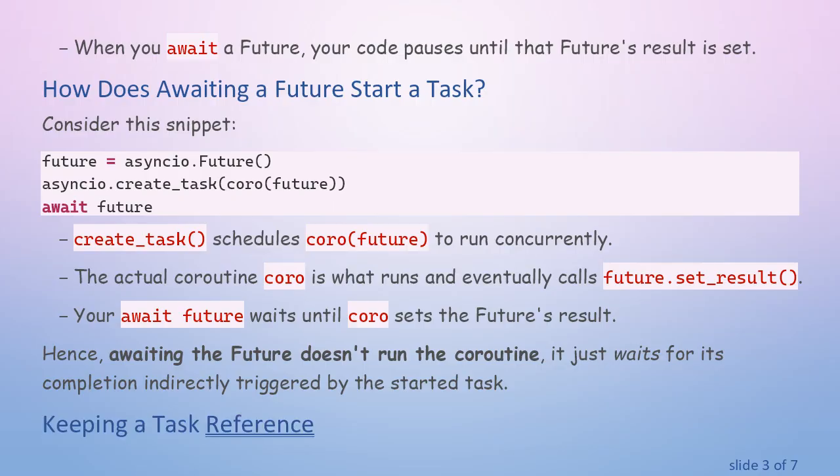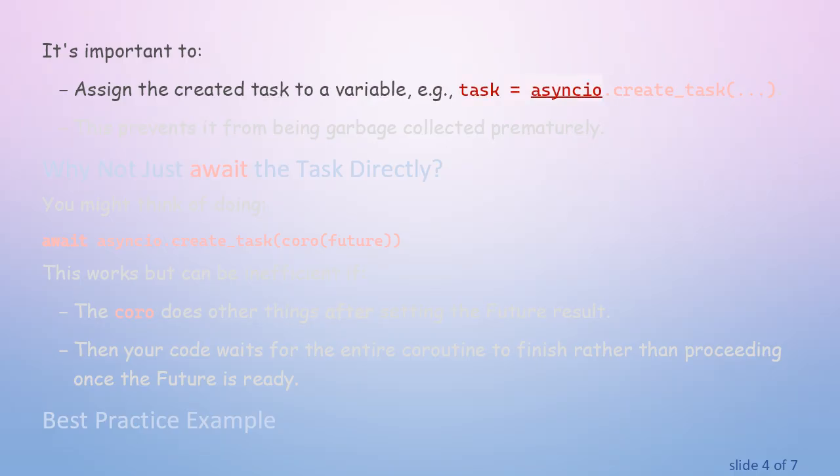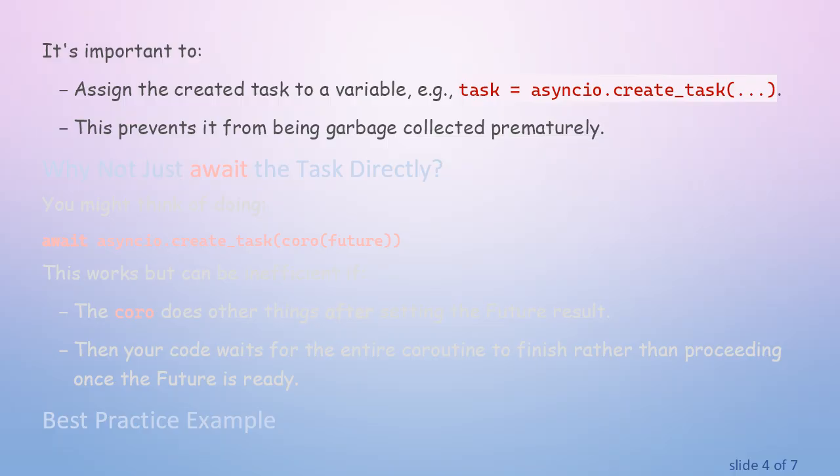Keeping a task reference. It's important to assign the created task to a variable, for example, task = asyncio.create_task. This prevents it from being garbage collected prematurely.